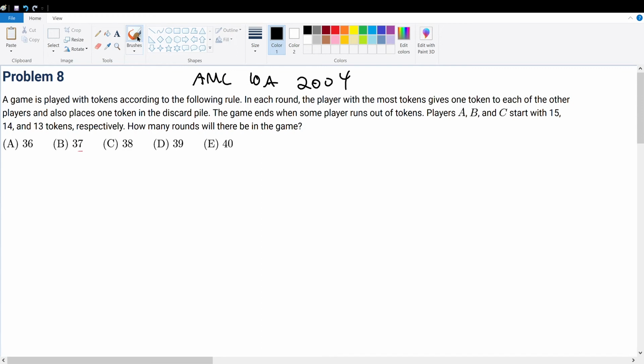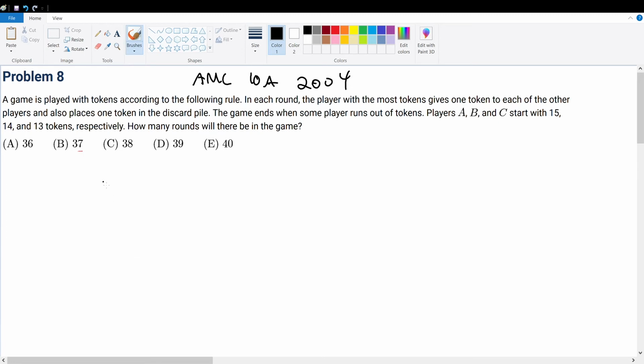AMC 10A 2004, problem 8. We have this game where the person with the most tokens must give 2 to the other people with the least tokens, and then put 1 in the discard pile. This pattern continues until one player runs out of tokens. We're starting off with A, B, C, with 15, 14, 13 tokens respectively, and we're trying to find how many rounds there will be in the game.